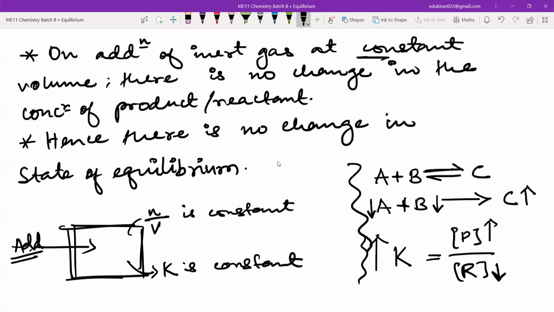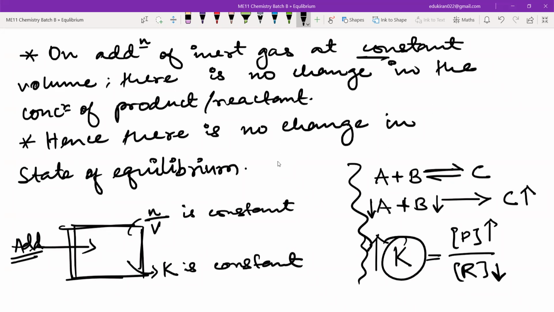K will increase, right? Yes, sir. It depends on stoichiometry, and where we have more moles and where we have fewer moles. But if I reverse this reaction, writing C as a reactant and A and B as the products, then K is going to decrease. So obviously, yes, K is going to change if I am changing pressure.